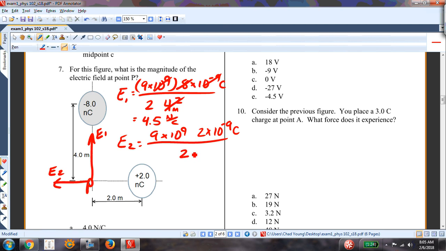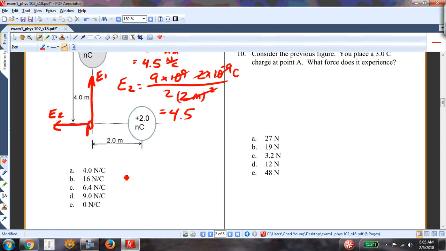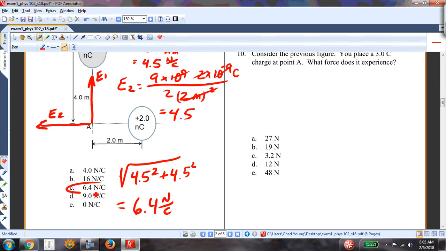divided by the distance, which is 2 meters squared. Cancel, cancel. Brings me a 2 down there. This is also 4.5. And so the answer is going to be the square root of 4.5 squared plus 4.5 squared. And let's see, let's draw these correctly. These two vectors should be the same. That gives me square root of 4.5 squared plus 4.5 squared gives me 6.4. So the answer is C.